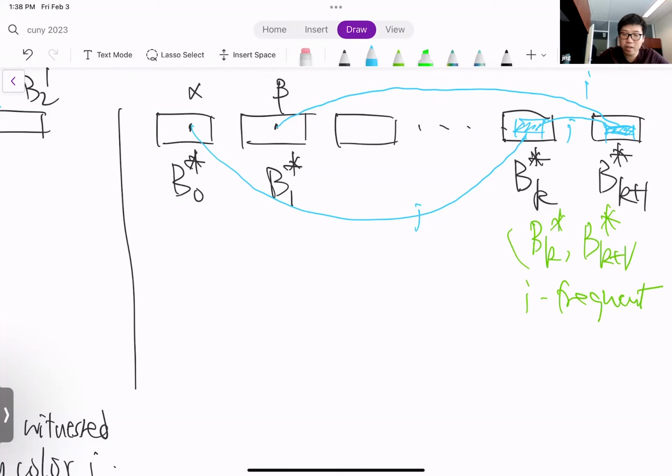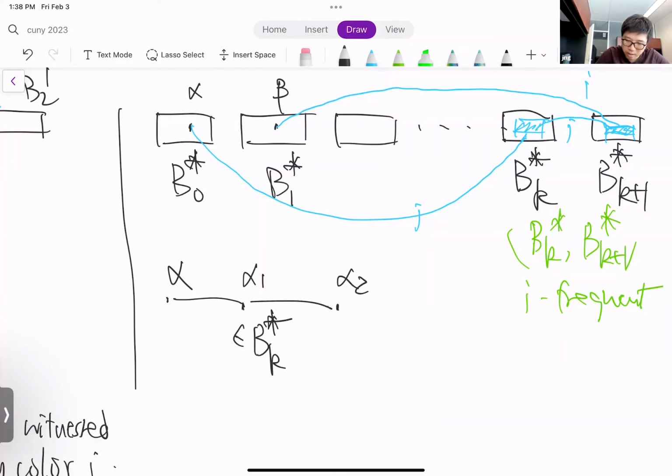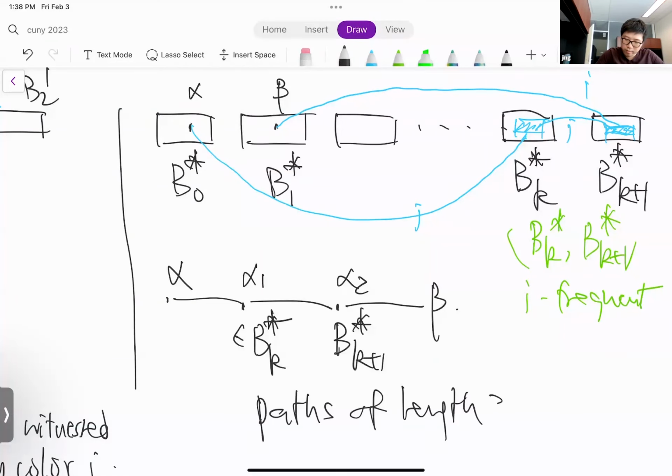So in the end, you can connect from alpha to beta via a path of length 3. Let me just write it out here. You have alpha here, and you connect to, let's say, alpha 1, which is from Bk star. Then you connect to alpha 2 in Bk plus 1 star. And then you connect back to beta. So 1, 2, 3, a path of length 3 of color I.